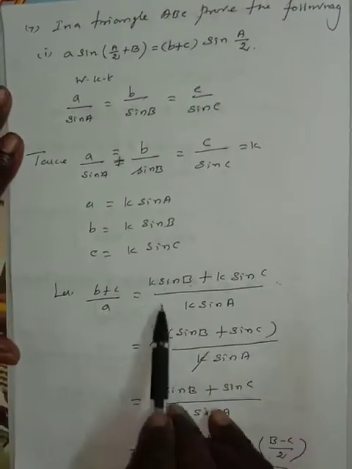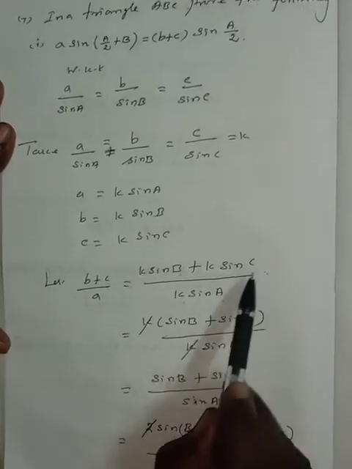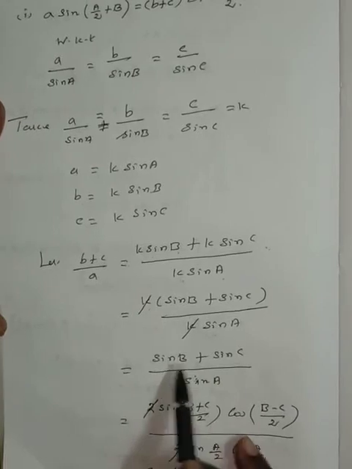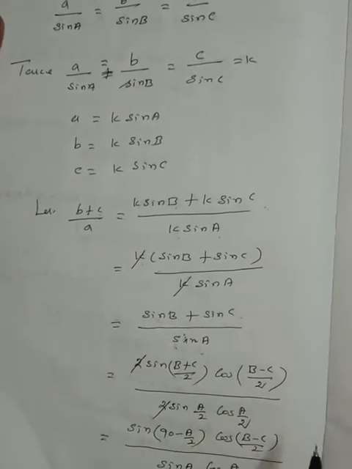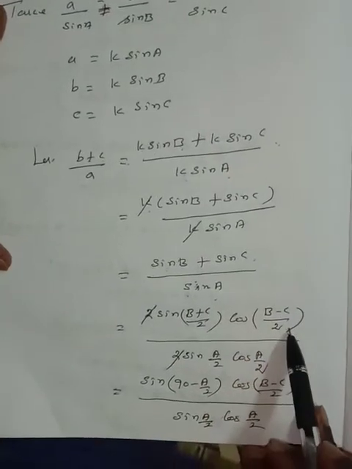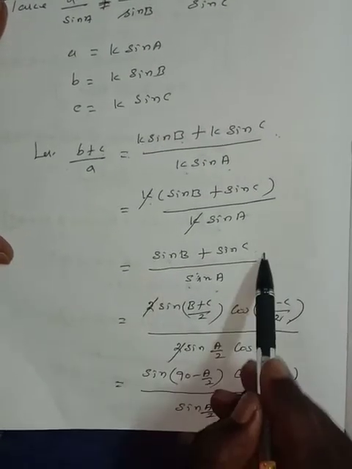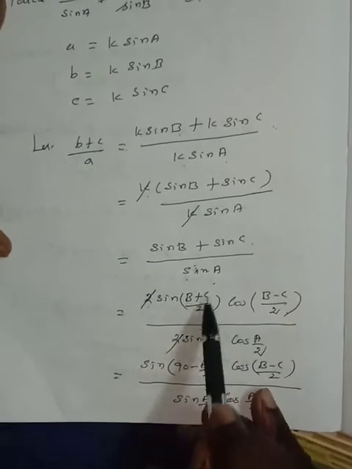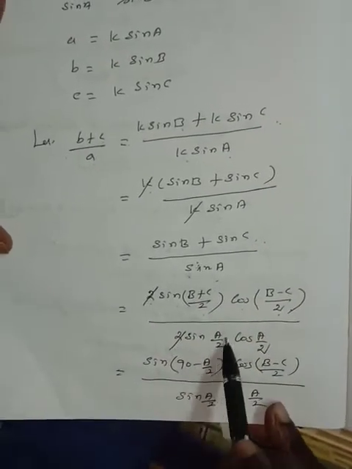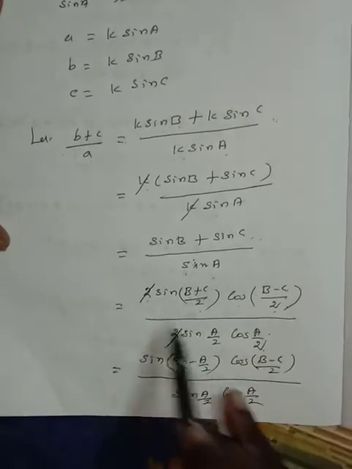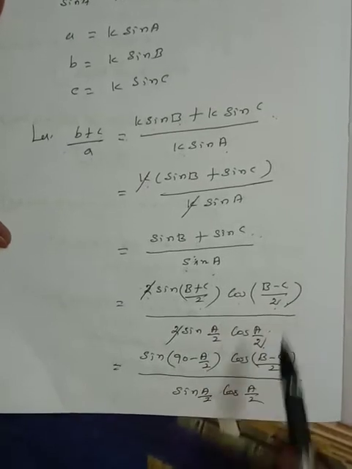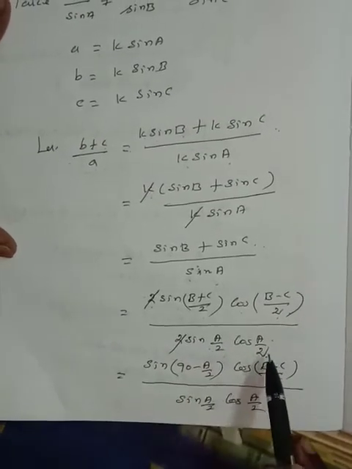Adding these two, the whole divided by k sin a. Now numerator common k, denominator common k. Therefore cancelling, we get sin b plus sin c divided by sin a. We know that the sin c plus sin d formula is 2 sin of (c plus d) by 2 cos of (c minus d) by 2. In this case, sin b plus sin c is 2 sin of (b plus c) divided by 2 cos of (b minus c) divided by 2, whole divided by 2 sin a by 2 cos a by 2. The 2 cancels, we get sin of (b plus c) divided by 2 cos of (b minus c) divided by 2, whole divided by sin a by 2 cos a by 2.